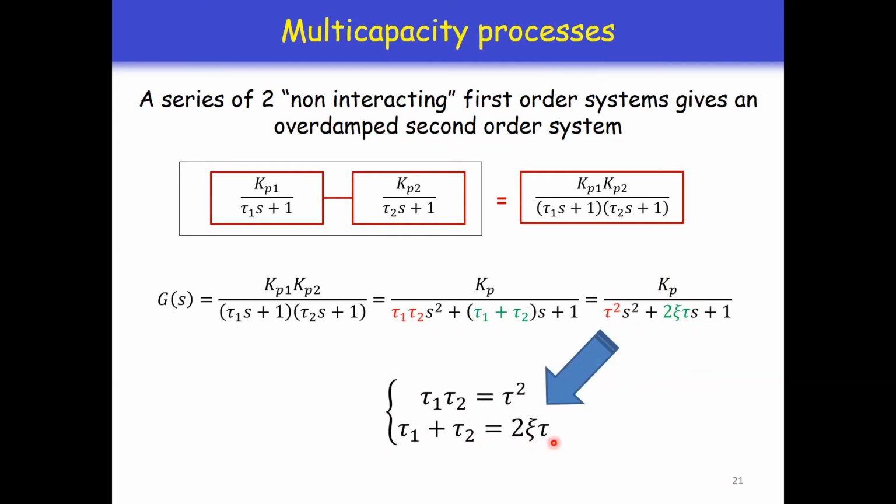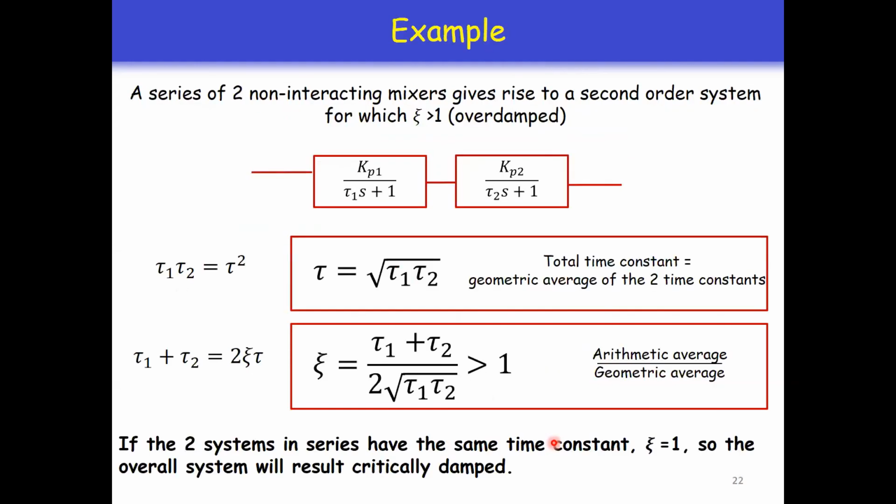Okay, with this in mind, let's go ahead. Tau, the overall tau, will be, at this point, the square root of tau 1 tau 2, tau first times tau second. So if you consider the square root of the product of two numbers, how do you call that? You call that geometric average. So tau, the overall time constant, is the geometric average of the two time constants. Okay? Okay, this is easy.